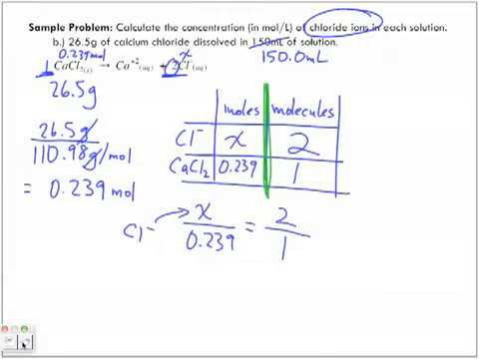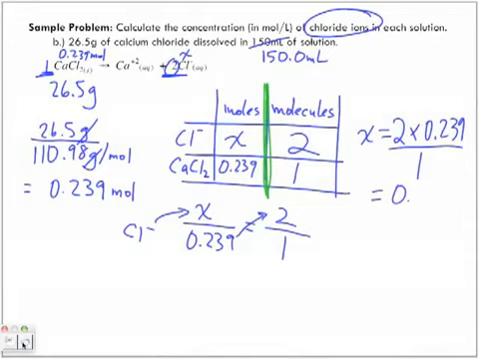So we're left with x is equal to, and all we're doing is shifting the 0.239 over the equal sign, giving 2 times 0.239 over 1, which isn't really going to matter. And our answer comes out to 0.478 moles of Cl negative, the chloride ion. So we know the number of moles of the chloride ion. And again, now we want to find the concentration.